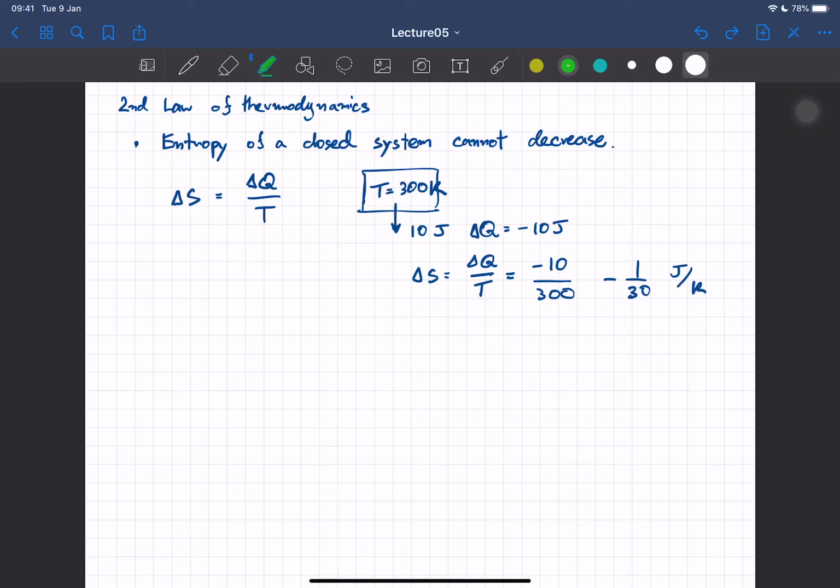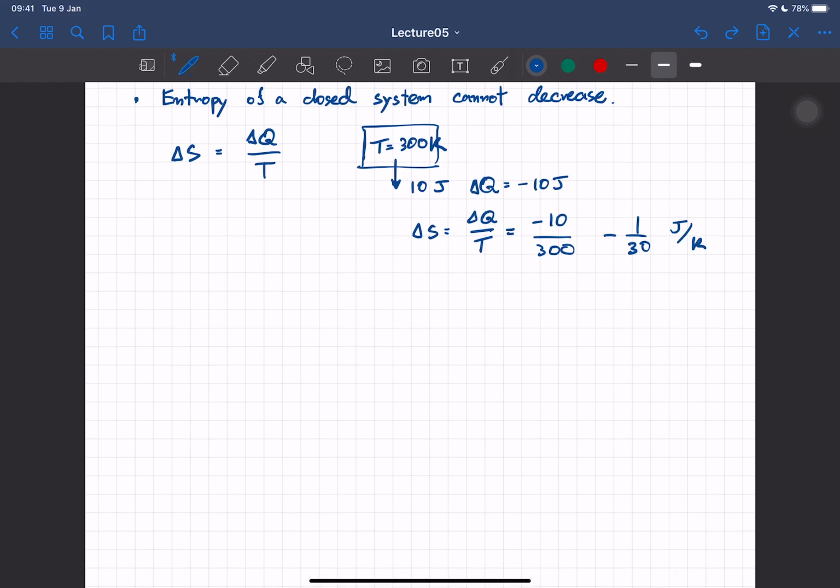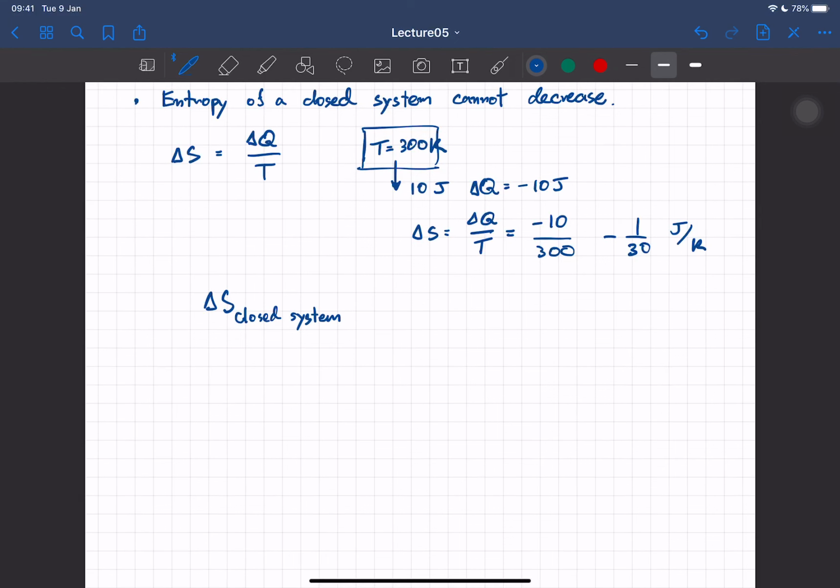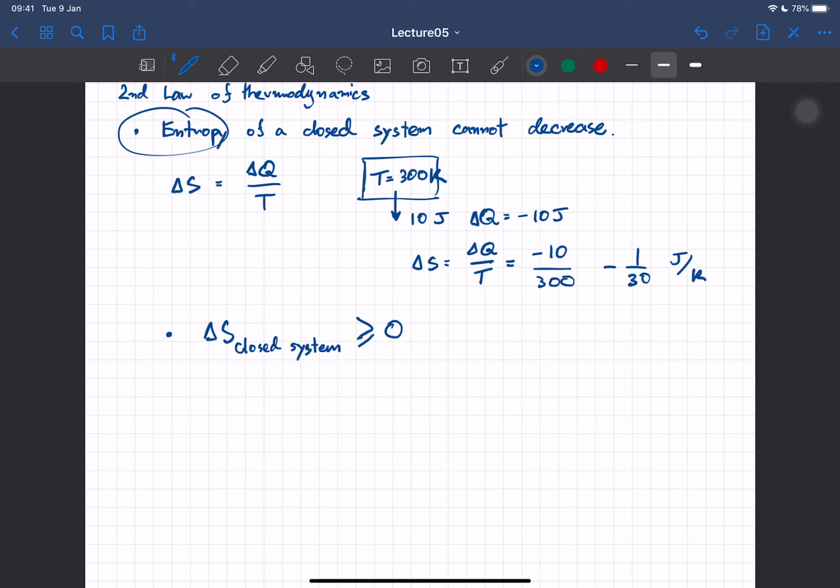And then the last thing is the term which says cannot decrease. Cannot decrease means it can stay the same or it can be higher than before. It can increase. So all of this can be written as one very simple inequality: delta S of a closed system, which is the change in the entropy of a closed system, must be larger than or equal to 0. This line and this line here mean exactly the same thing.